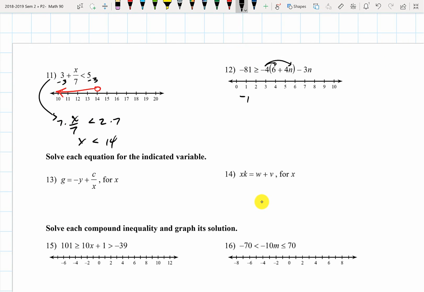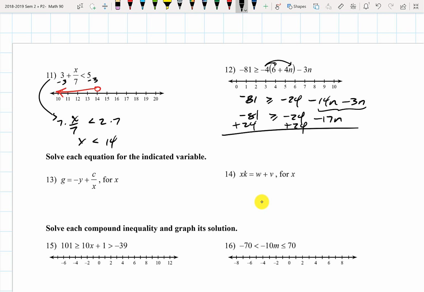All right, so -81 is greater than or equal to -24 minus 16n. You got to distribute twice, and then minus 3n. And then you got to simplify. So -81 is greater than or equal to -24 minus 17n. If you subtract 14, you subtract 3, you're subtracting 17 in all. Add the opposite.